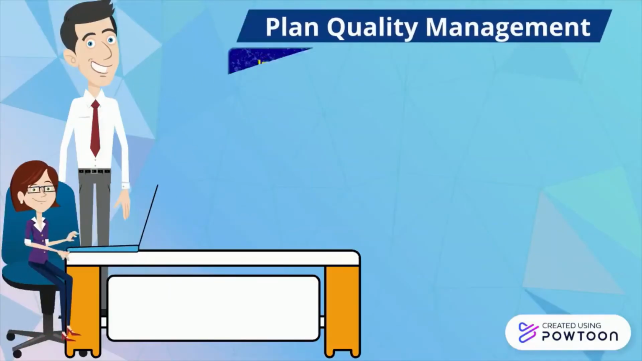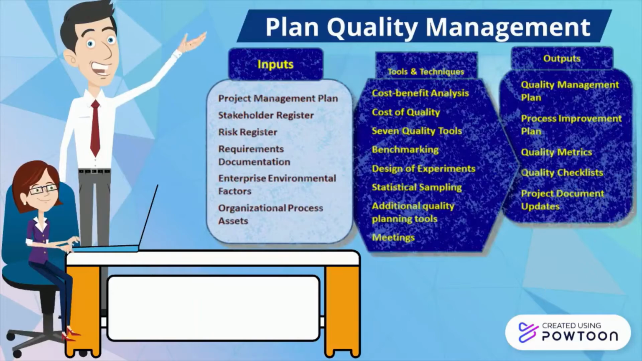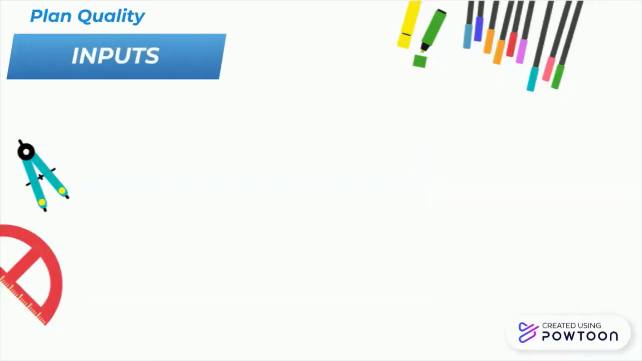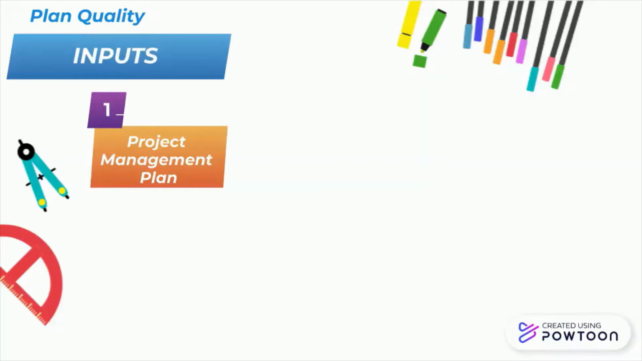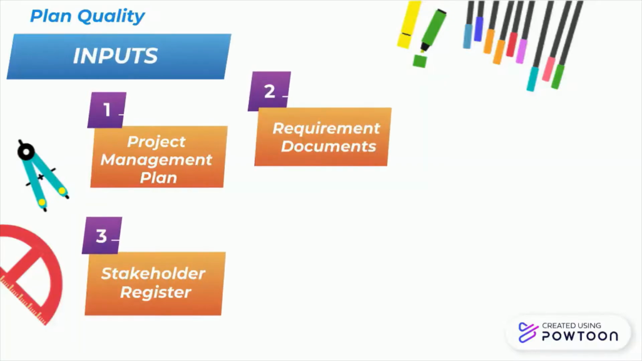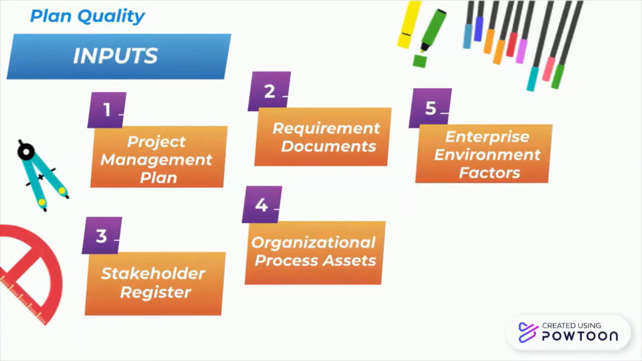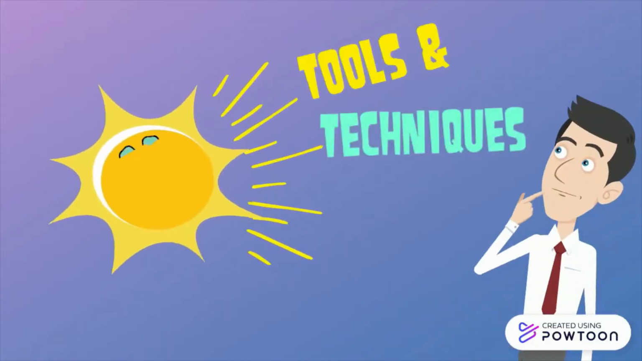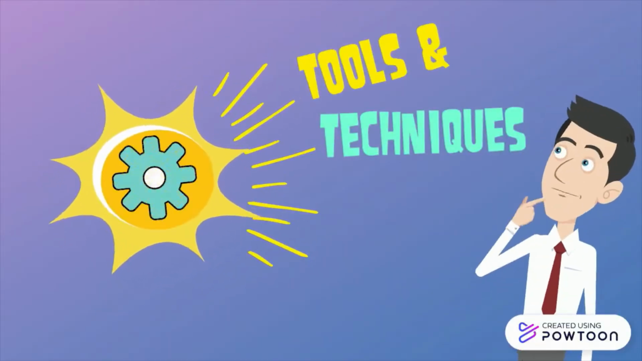The given chart is the data flow diagram of plan quality management. It includes the inputs required, tools and techniques used, and the outputs, which will be explained in further slides. The inputs for plan quality include project management plan, requirement documents, stakeholder register, organizational process assets, enterprise environment factors, and risk register. Let's look into the tools and techniques used in plan quality.